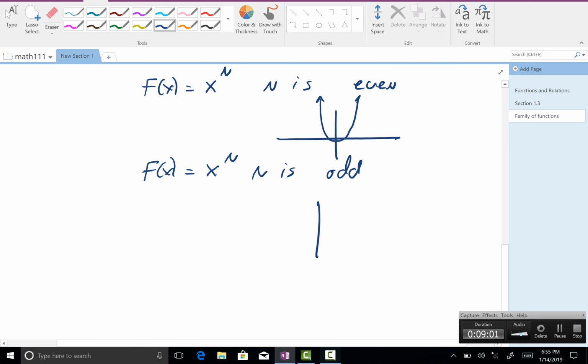For odd, it's going to look like that. Can't get a letter for that one. Okay? And these are called power functions. And even the square root and the cube root are power functions technically. All right? Those are all power functions too.